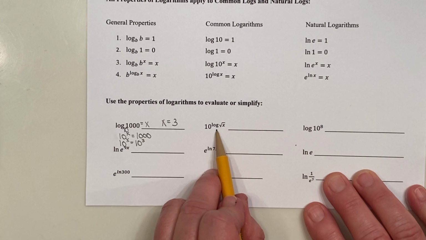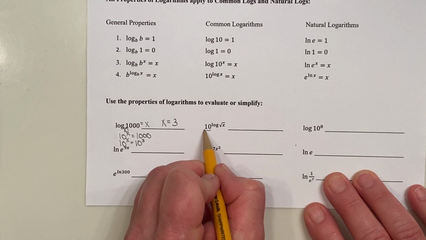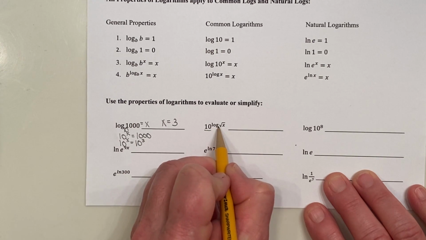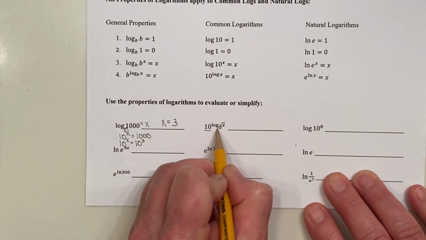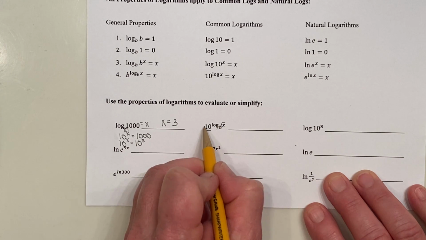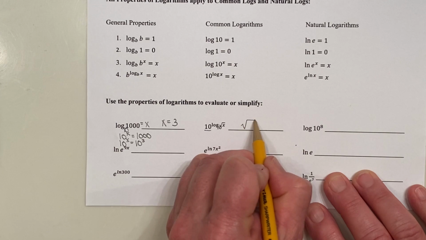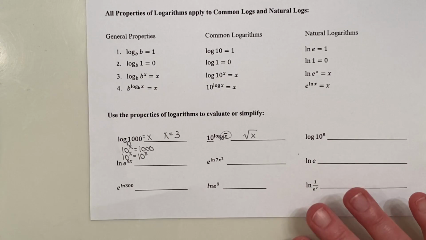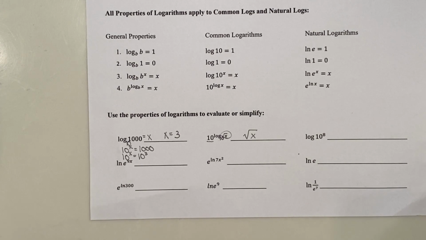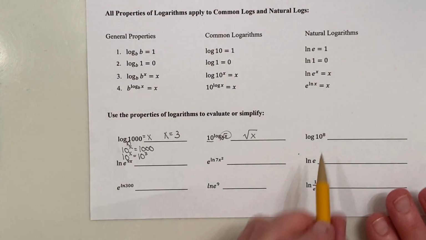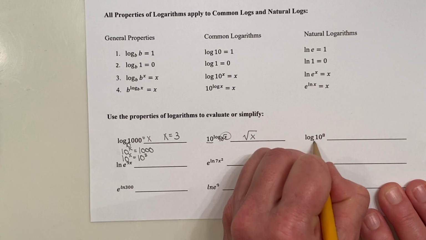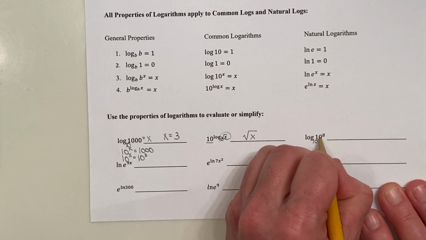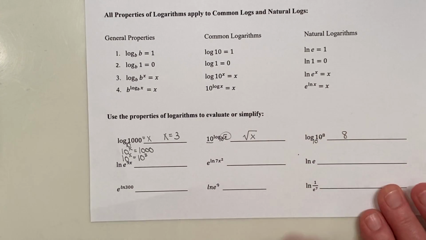Okay, looking at this example, I see a base 10 exponential and I see an exponent with the log with base 10 that's not written in. So I know these two undo each other, so my answer should be just the square root of x. That was from the top of the page when we looked at inverse functions. Okay, looking at this, this is a log base 10 with an exponential base 10, so my answer should be 8.